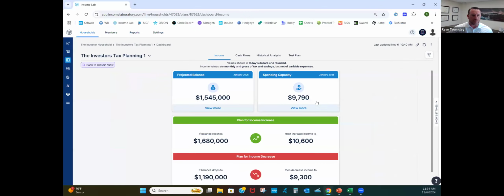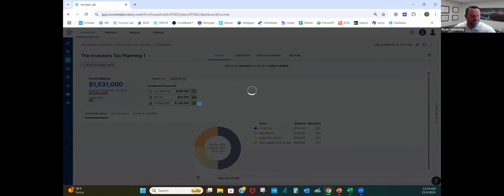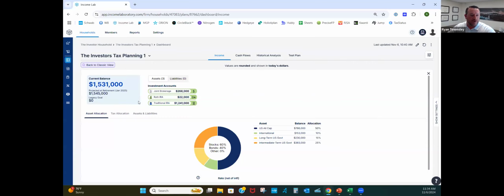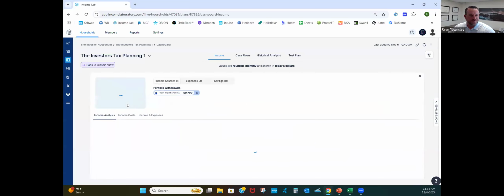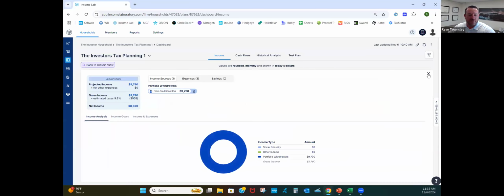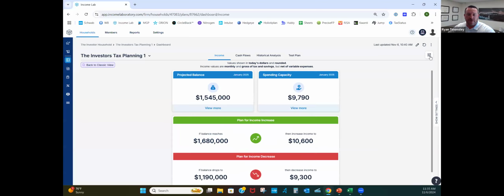All right, so if we're looking at Income Lab right here, this is just a generic plan. We've got a client who overall has about $1.5 million. They've got a $268,000 joint brokerage account, a $22,000 Roth, and a $1.2 million traditional IRA. And they are able to take, let's just call it, $8,800 a month after taxes.